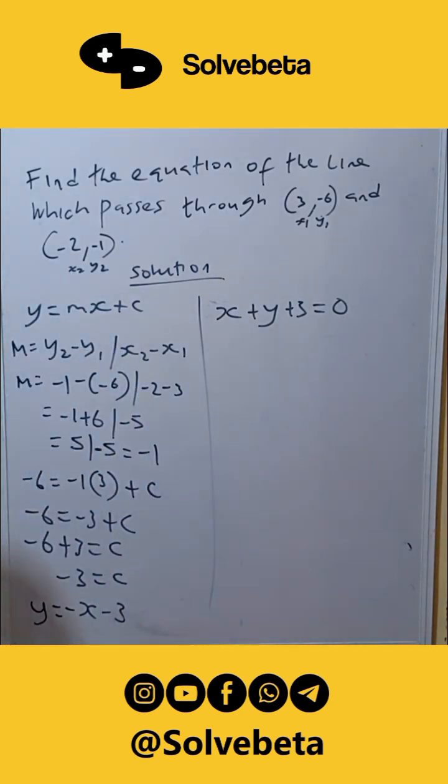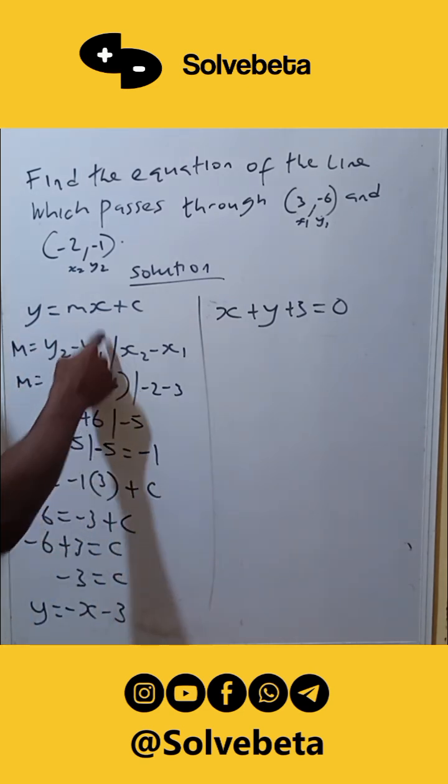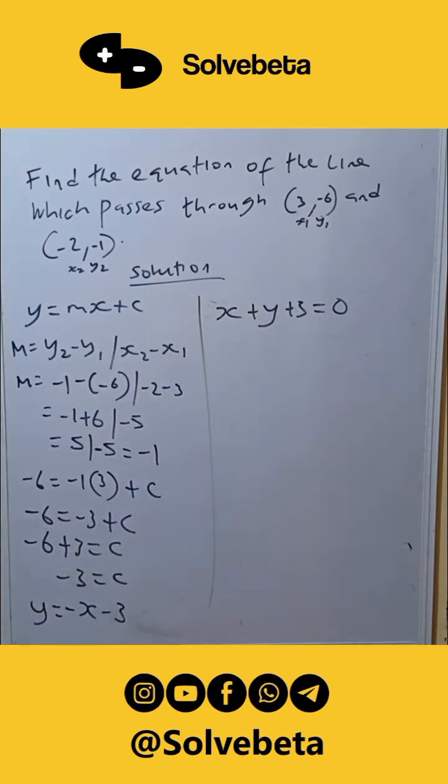Now, what you do next is to put the value of m and c here, not touching y and x. So we have y is equal to m. What do we get as m? Minus 1 times x, minus x, plus c, which is minus 3. So you can leave this like this. This is allowed.